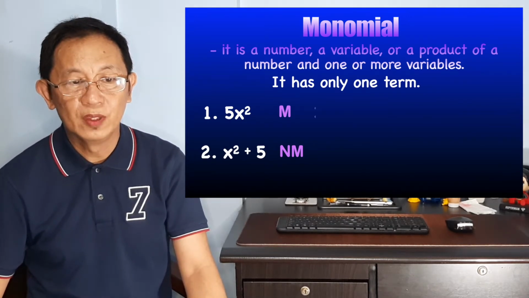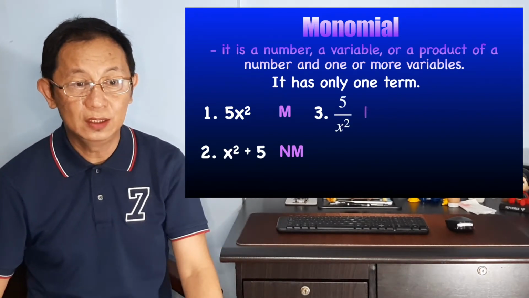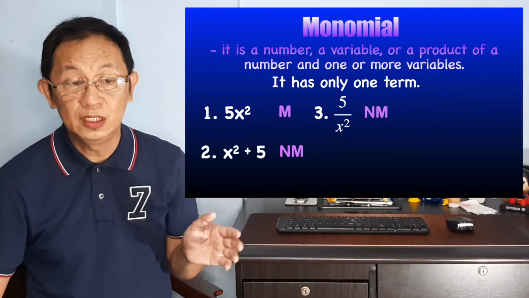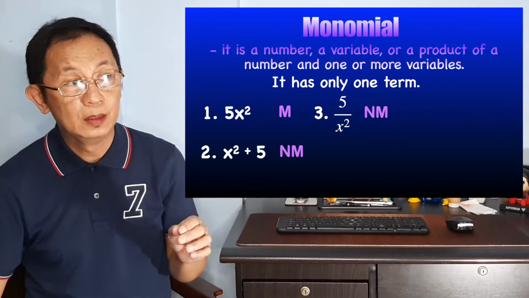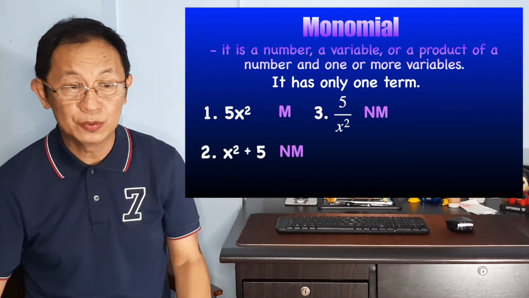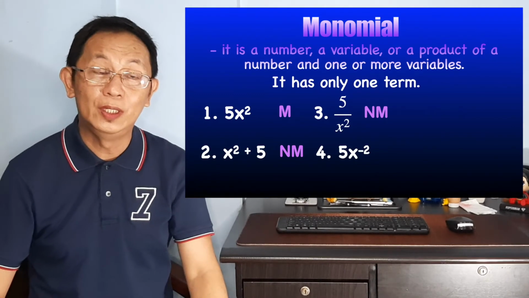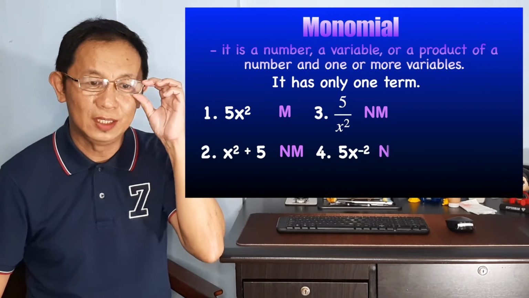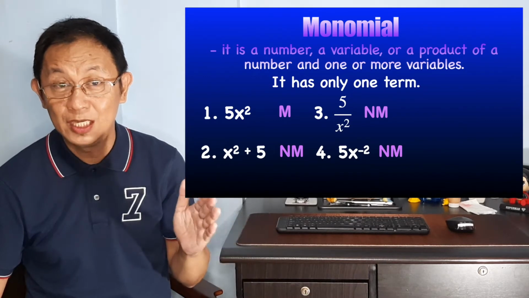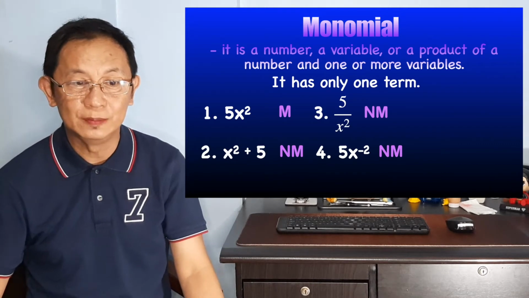Number 3 example. 5 over x squared. 5 over x squared is not a monomial. Bakit? Kasi meron siyang na-violate na rule sa polynomial. Mamaya explain ko sa inyo. Number 4, 5x raised to the negative 2 power is not also a monomial. So, NM, not monomial. Explain ko din. May na-violate din siya na rule sa polynomial. Kaya, hindi siya monomial.